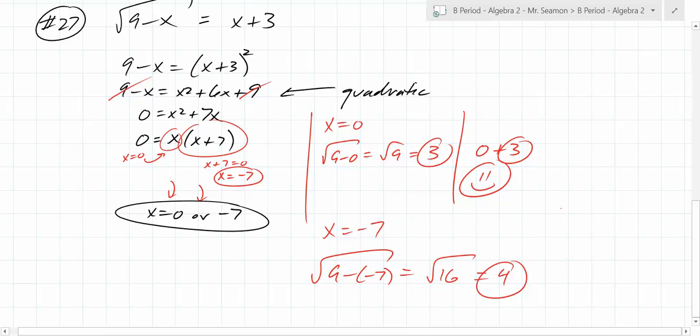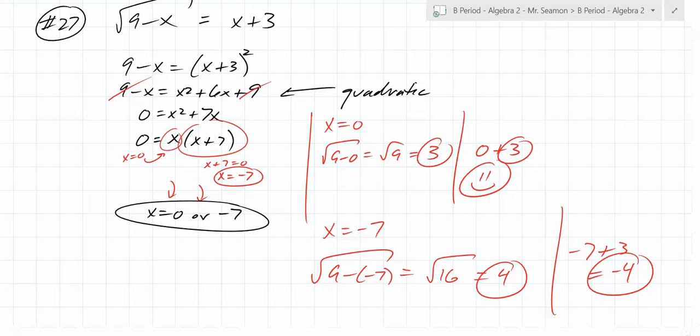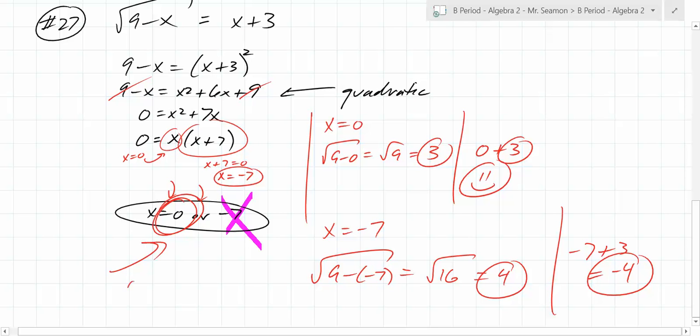Now on the other side, what do you have though? Negative 7 plus 3, which is what? Negative 4. Those are not the same, so which one is not a proper answer? Negative 7 doesn't work, so what's your only answer? 0. Only answer. You need to make sure you check them.